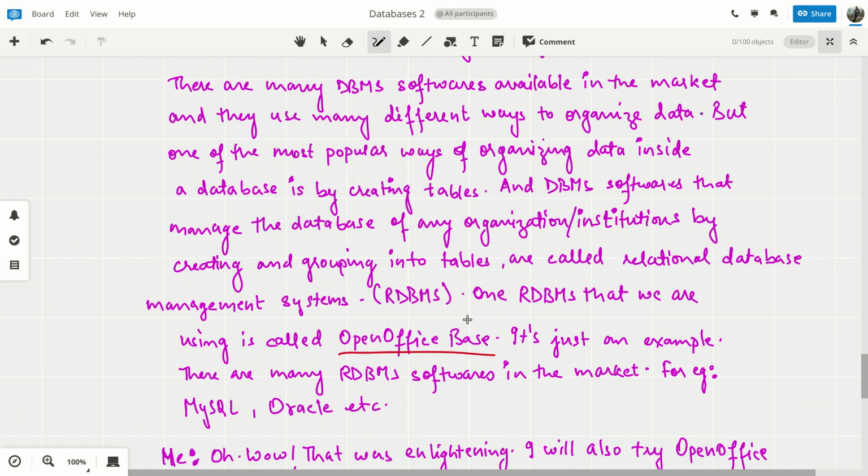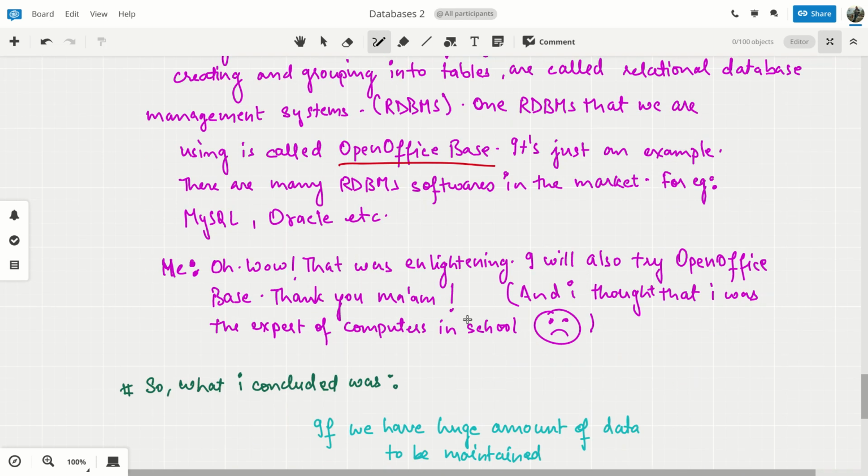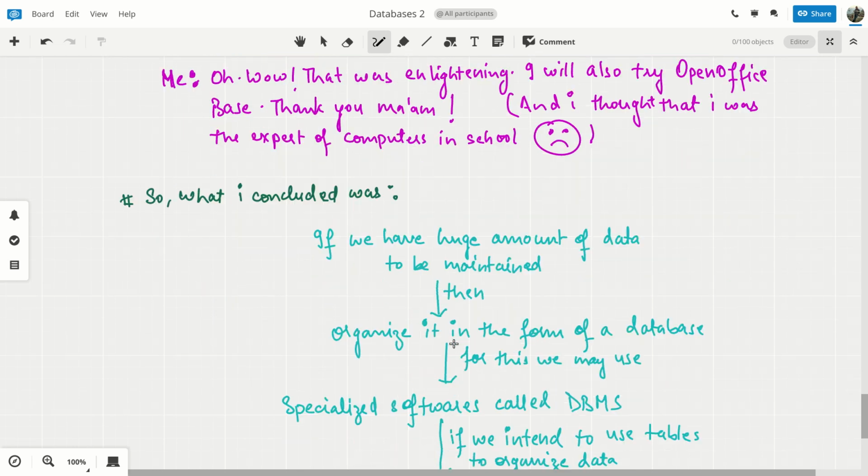OpenOffice Base. Oh, I was of course really very impressed, and that was like something divine knowledge to me. So I said, oh wow ma'am, that was really enlightening. I'll also try OpenOffice Base. And I couldn't say anything further. I got some revelation. Okay, so that's a handy software. And I also thought in the back of my mind, I'll right away go and explore this. So I simply went up and said, thank you, ma'am. Of course, I thought I was the only expert in computers in the school. Such a fool. Anyways.